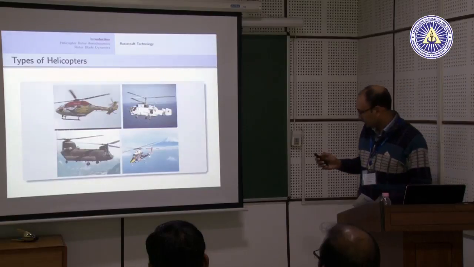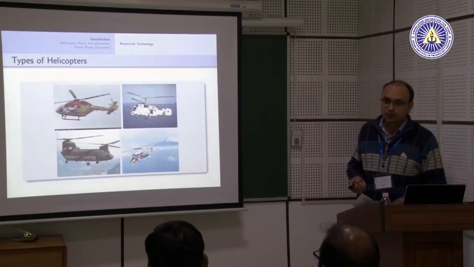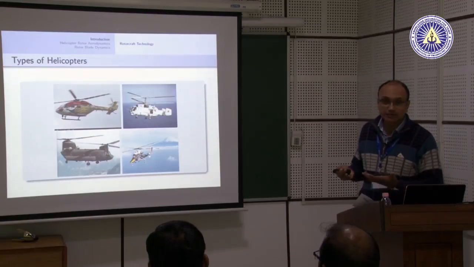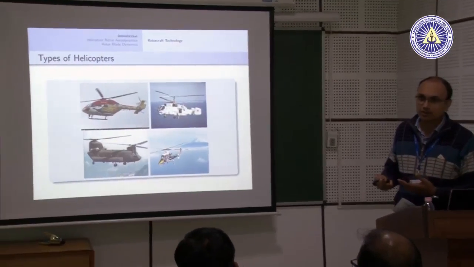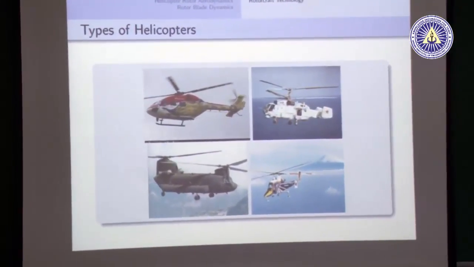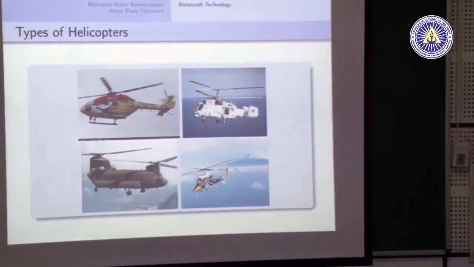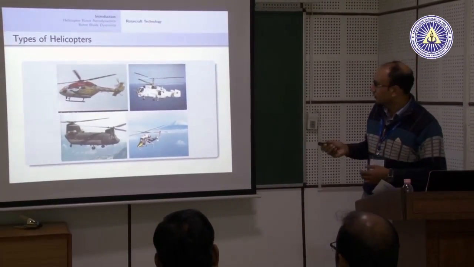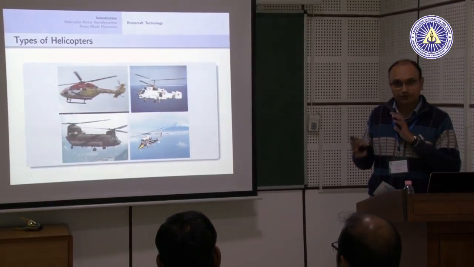What I have done here is put pictures of various different types of helicopters. If you see aircraft, almost all aircraft have the same inherent feature. They have a mechanism for forward speed, some thrust generating system, either a propeller or a turbofan engine or a turbojet engine, which tries to propel the aircraft forward, and you have wings. So inherently all aircraft are functionally the same, but if you look at helicopters, there is a wide range of them, and they are very different from each other, and they have different challenges and so on.